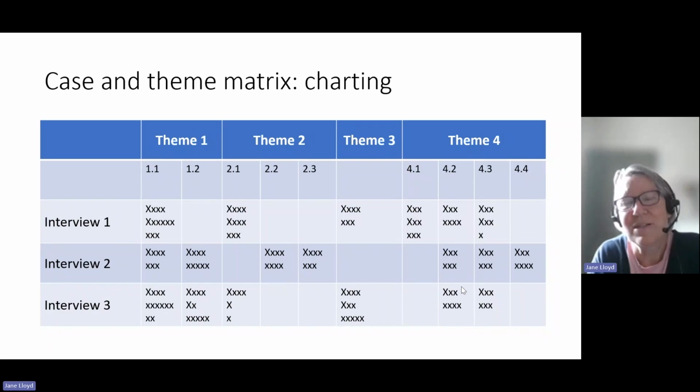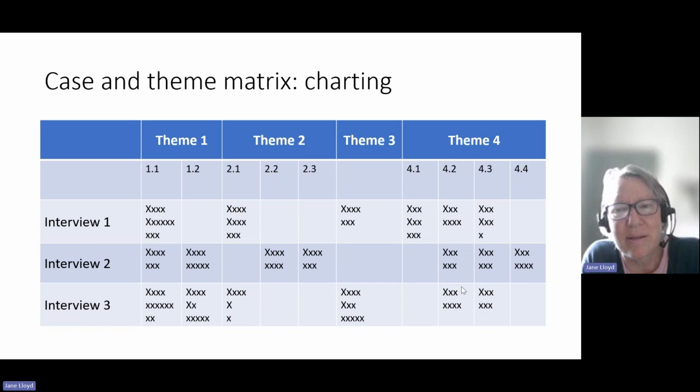The charting stage involves sorting the data into a thematic chart. So in other words, populating the chart with all the segments or fragments of the raw data, which is represented by the XXX in the slide. So if you imagine each cluster of XXX is a coded fragment. So working from the right, theme 1, 1.1, interview 1, you've got 3 segments. This stage can be supported by your qualitative software like MaxQDA or NVivo.